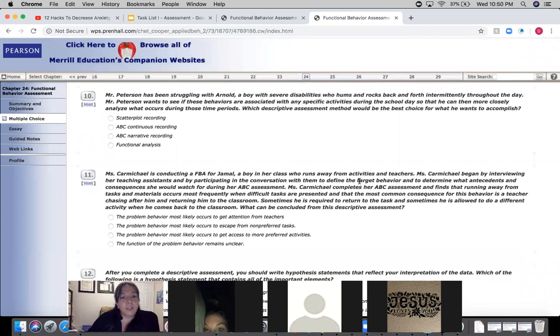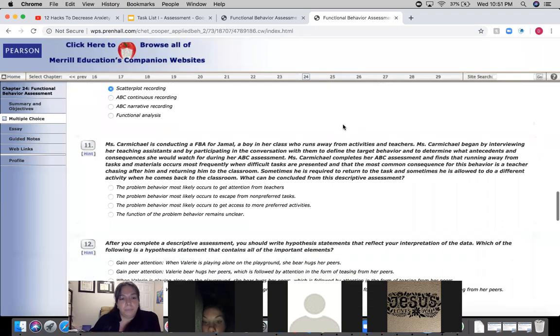All right, 10. Mr. Peterson has been struggling with Arnold, a boy with severe disabilities who hums and rocks back and forth intermittently throughout the day. Mr. Peterson wants to see if these behaviors are associated with any specific activities during the school day so that he can then more closely analyze what occurs during those time periods. Which descriptive assessment method would be the best choice for what he wants to accomplish? A, scatterplot recording, B, ABC continuous recording, C, ABC narrative recording, or D, functional analysis? A. A. I agree. A.